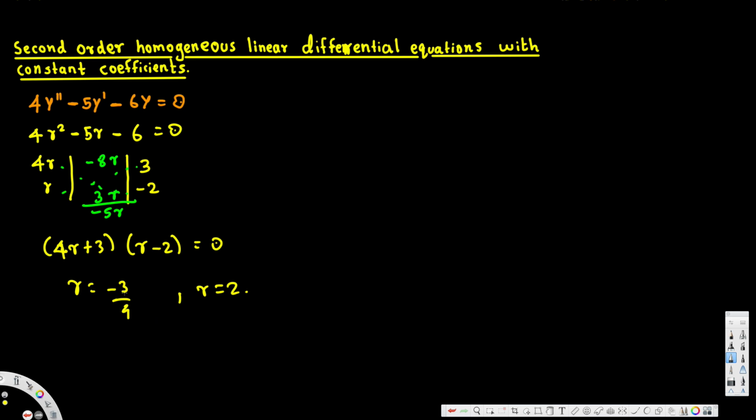Since we have distinct real roots, meaning two different real roots, we are going to have a solution that looks like this. First we will have a constant times e to the power -3/4 t, plus another constant times e to the power 2t. Okay, that's it. That's our final solution.